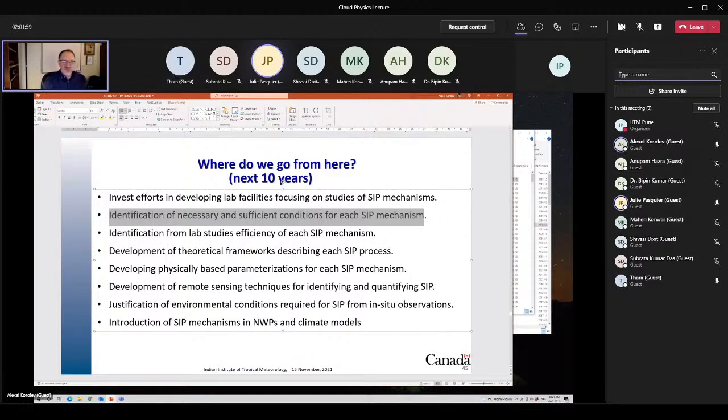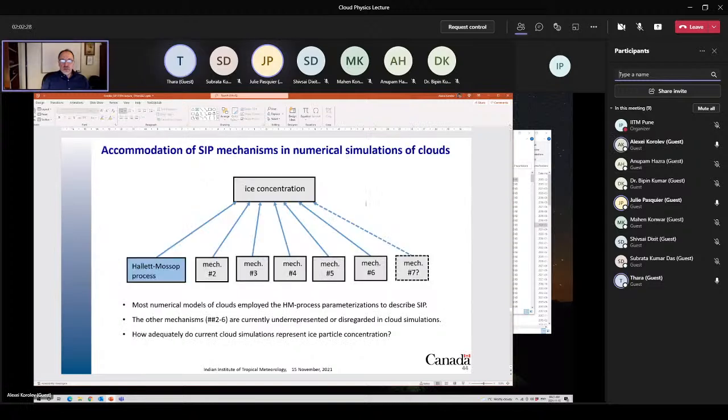But on the other side, a lot of these mechanisms, or at least the three well-known ones, droplet shattering, ice-ice collision, and Hallett-Mossop, require collision between two particles, either ice and water or ice and ice. So maybe this is also a starting point, or not?